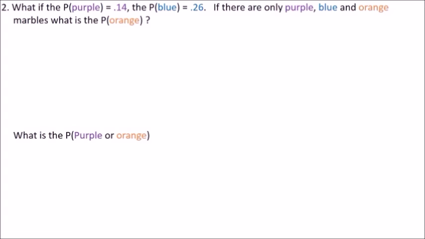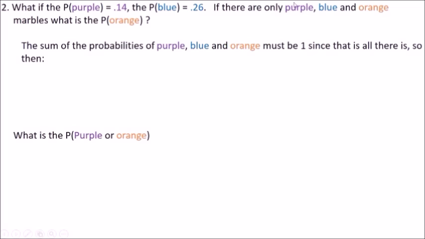The sum of all the probabilities for the sample space, if you added up all the probabilities for all the different types, should always equal 1. So if I know the probability of these two right here, I should be able to figure out this one because I know all three have to add up to be 1. Right? The sum of the probabilities of purple, blue, and orange must be 1 since that's all there is. So then, the probability of orange should be equal to 1 minus the probability of purple plus the probability of blue. So if I add the purple and the blue together, and then subtract them from 1, I should be able to get the probability of orange.